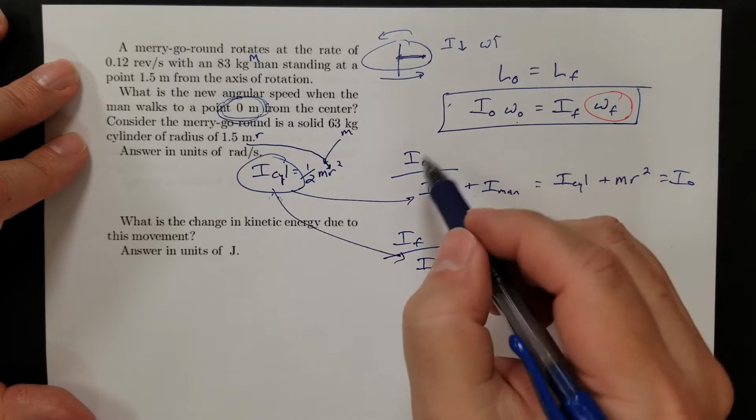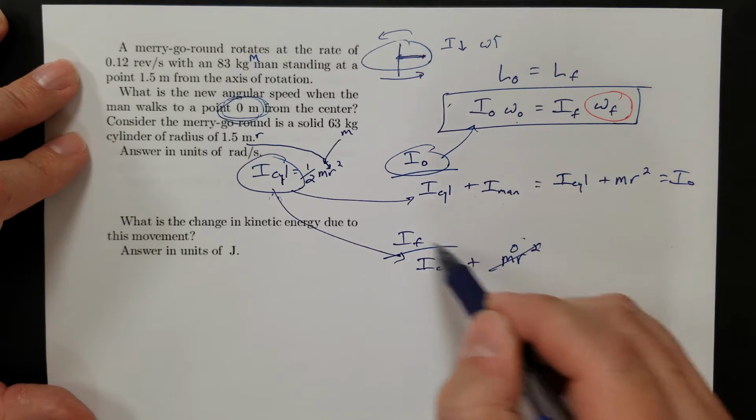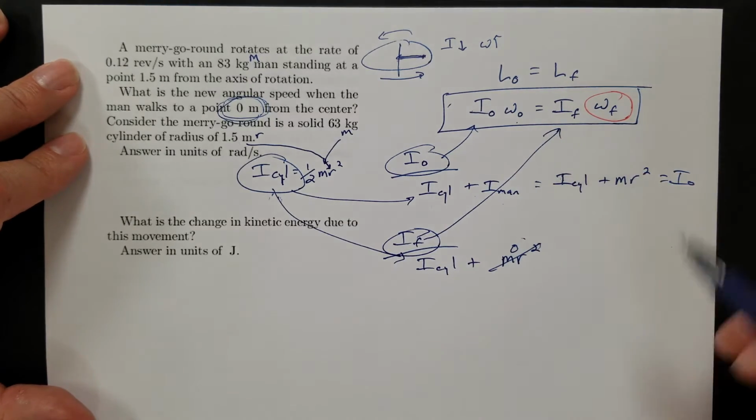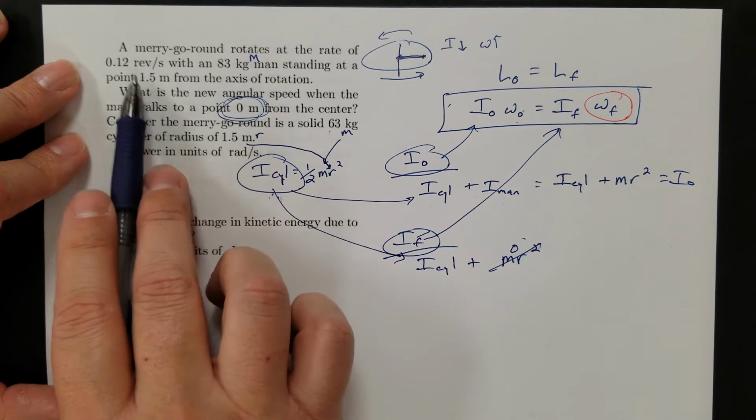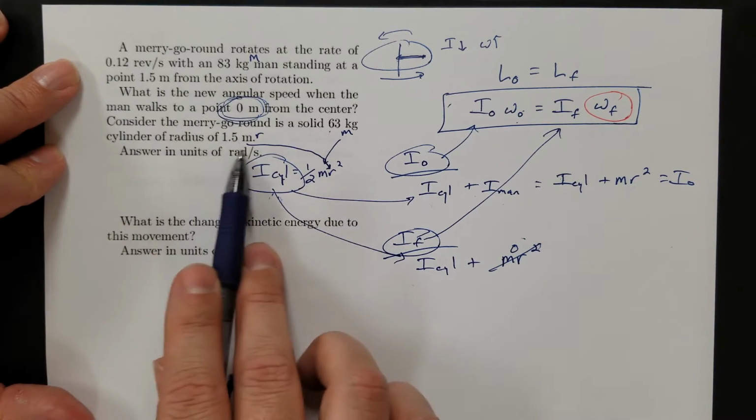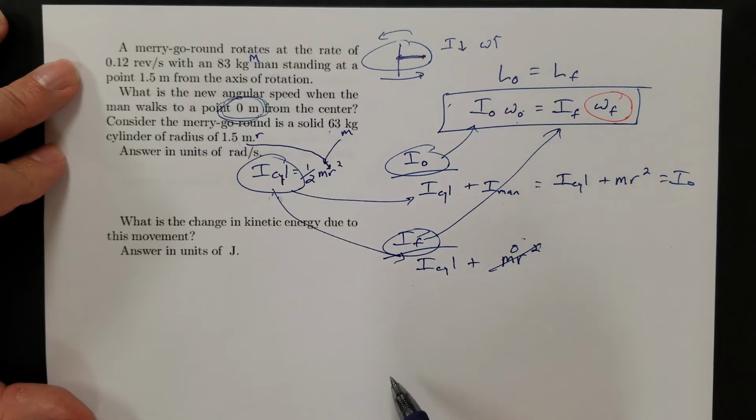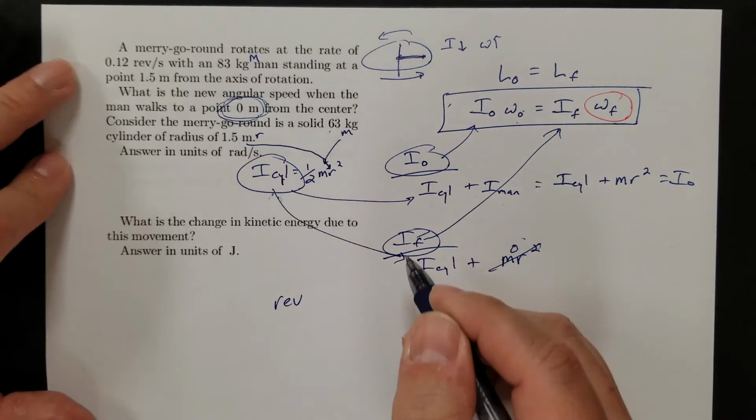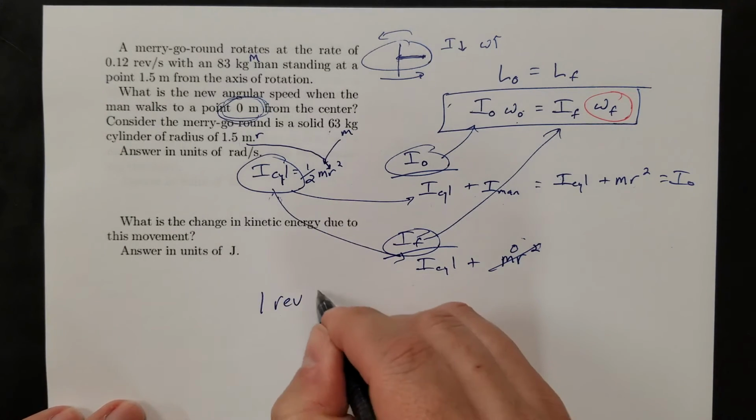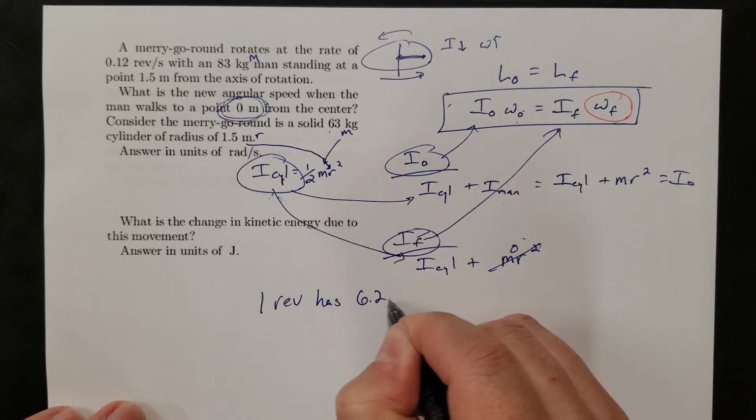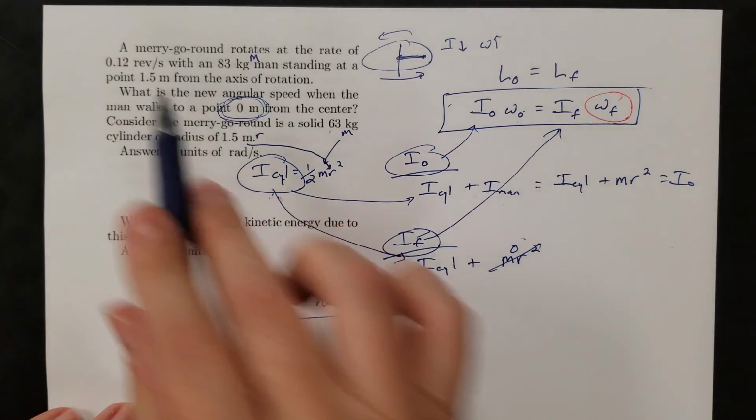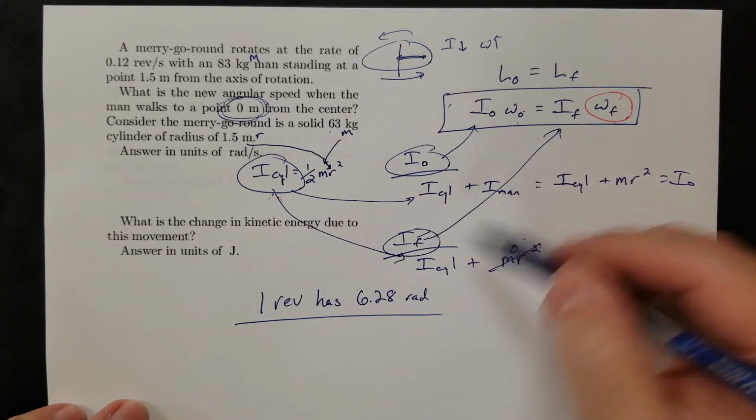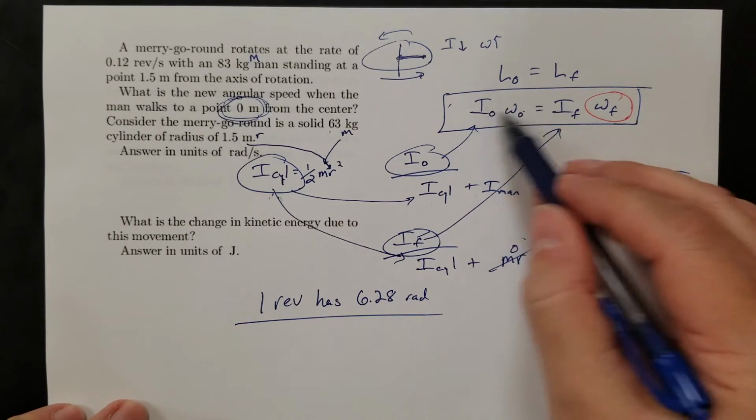Now I know my initial, I can put it here, and I know my final, and I can put it here, and I know my omega because it tells me in the problem. Where is it? Right there. Revolutions per second. If I want radians, I still got to convert. One revolution has 2 pi radians, so I can convert revolutions to radians, but that's not that complicated. And then you can solve for omega final. Multiply those two and divide.